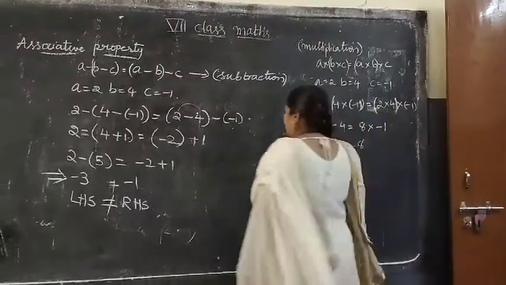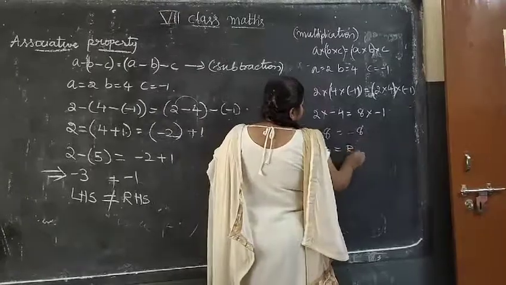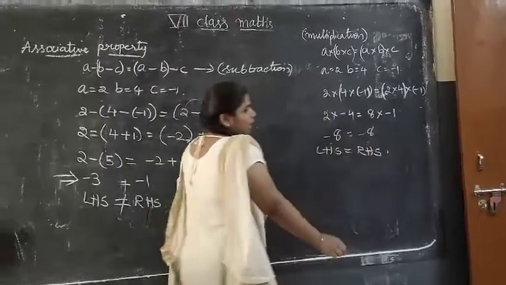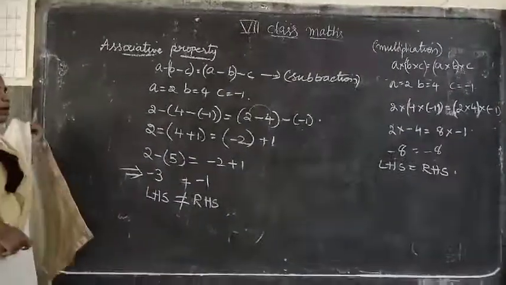So minus 8 and minus 8 are integers and both the values are equal. So we can say that LHS is equals to RHS. So associative property is satisfied under multiplication.